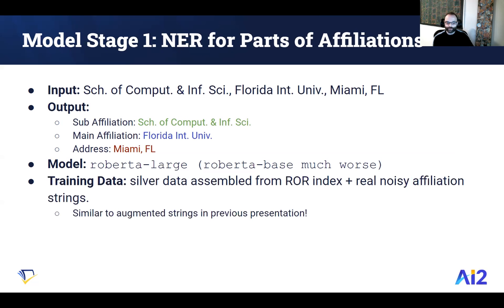Similar to the previous presenter, we made our own silver data because we didn't have ground truth data. So we took our real data, and we took the ROR index, and we cut stuff up and put it together, and we ended up with 140,000 labeled samples that had these named entity parts: sub, main, and address. This model was trained on those, and then we applied it to the data and went back and forth a bunch of times. In any case, there's now a trained model and there's labeled samples, so you can use them yourself if you need, but the trained model is available.